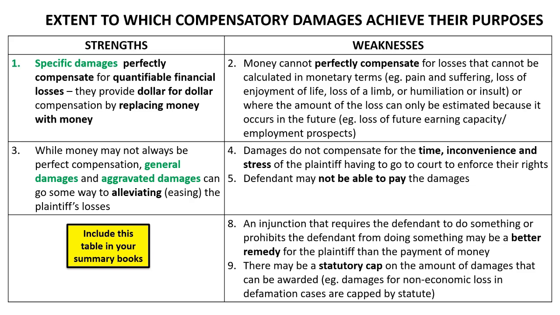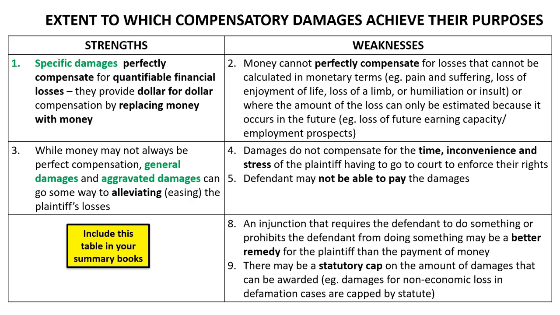There are two other weaknesses of compensatory damages that reduce their ability to restore the plaintiff to their original position. First, there may be some cases in which, instead of being paid money, that is, instead of being paid damages, a plaintiff would be better off with an injunction, that is, with a court order that requires the defendant to do something or that prohibits the defendant from doing something. We'll look at injunctions in more detail in the next video.